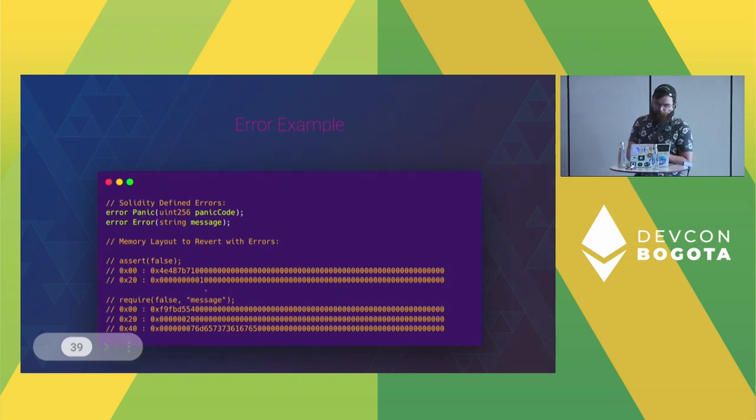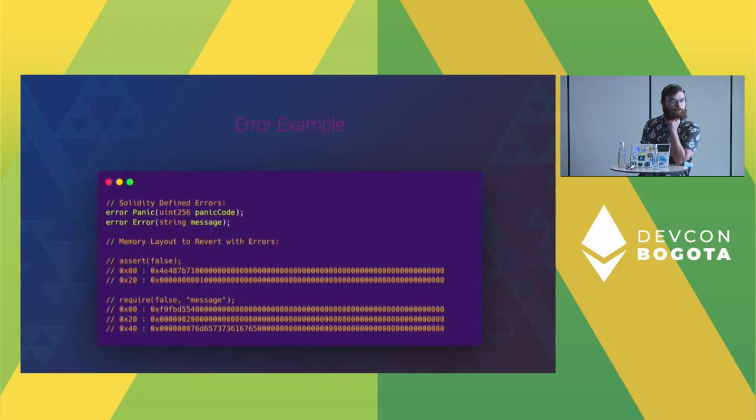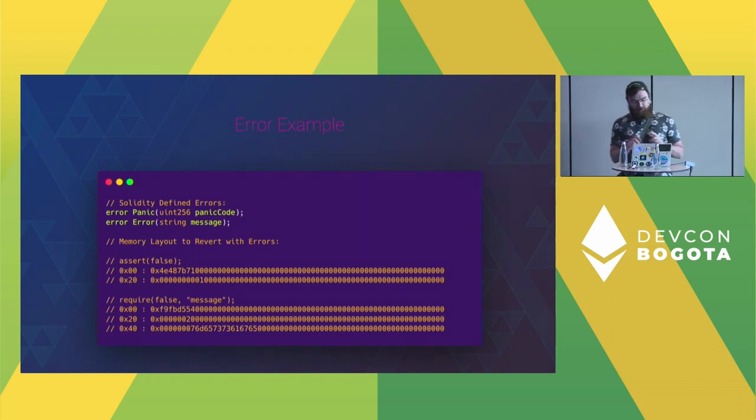Then the next one is what is standard with require. We pass it a Boolean. If it's false, it's going to throw this error with a string in it. Now note this actually takes up a lot more memory because we have the error selector. And remember, per the standards of strings, we first have to have a pointer to the string and then the actual string itself, so that's going to occupy extra data. Basically, because the error selector is only an offset of 4 bytes, that's not padded to the full 32. So right after those 4 bytes, we're going to start putting other data.